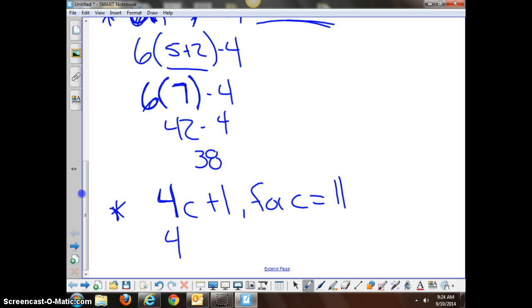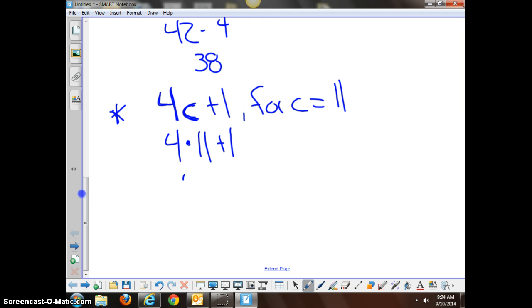So in this case, if you have a number or a constant next to a variable, it is just like a multiplication problem. So it would be 4 times, and in algebra we use a dot for times, 4 times 11 plus 1. 4 times 11 is 44 plus 1, because the order of operations says you do multiplication first. 44 plus 1 is 45 for your answer.